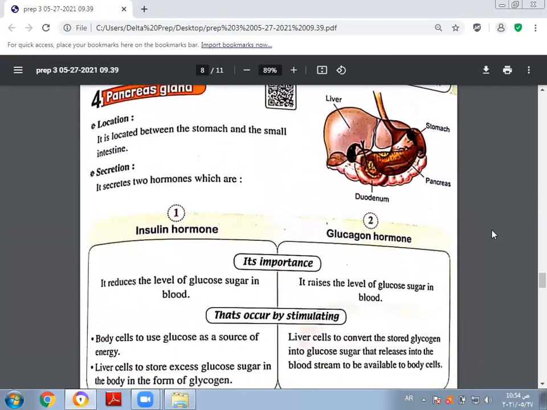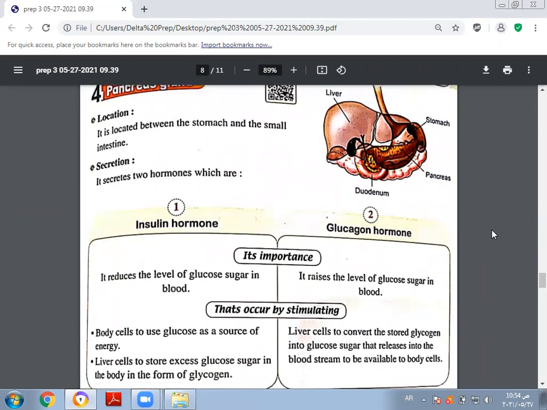Now let's talk about the pancreas gland, which is the fourth type of endocrine glands in our body. The pancreas is located between the stomach and the small intestine, and it secretes two hormones, which are insulin hormone and glucagon hormone.